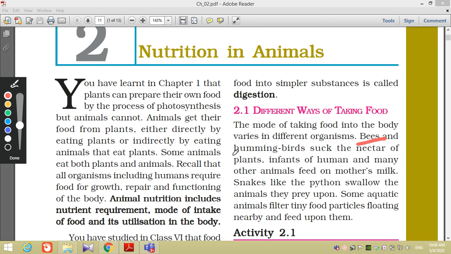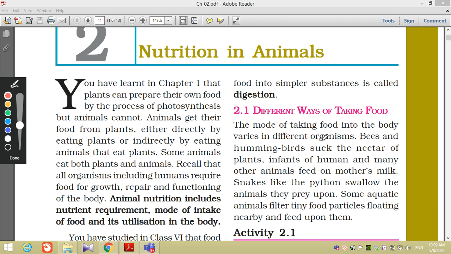Bees and hummingbirds suck the nectar of plants. Infants of humans and many other animals feed on mother's milk. Snakes like python swallow the animals they prey upon. Some aquatic animals filter tiny food particles floating nearby and feed upon them. So these are some of the ways in which various animals take their food.